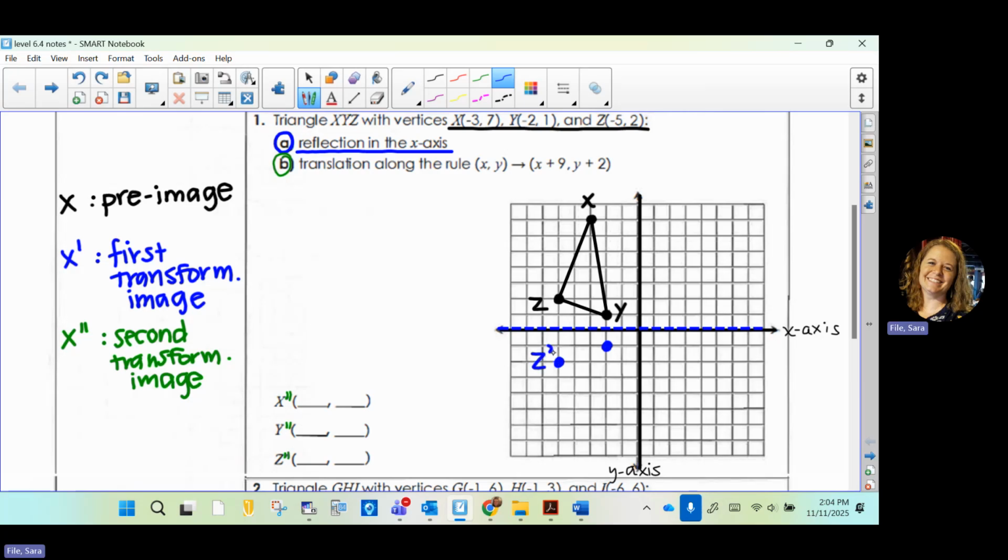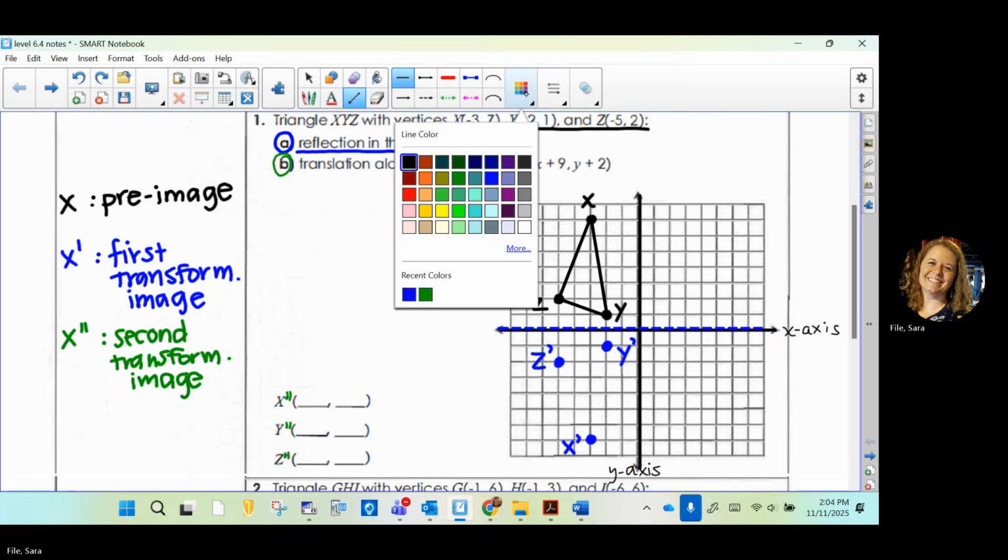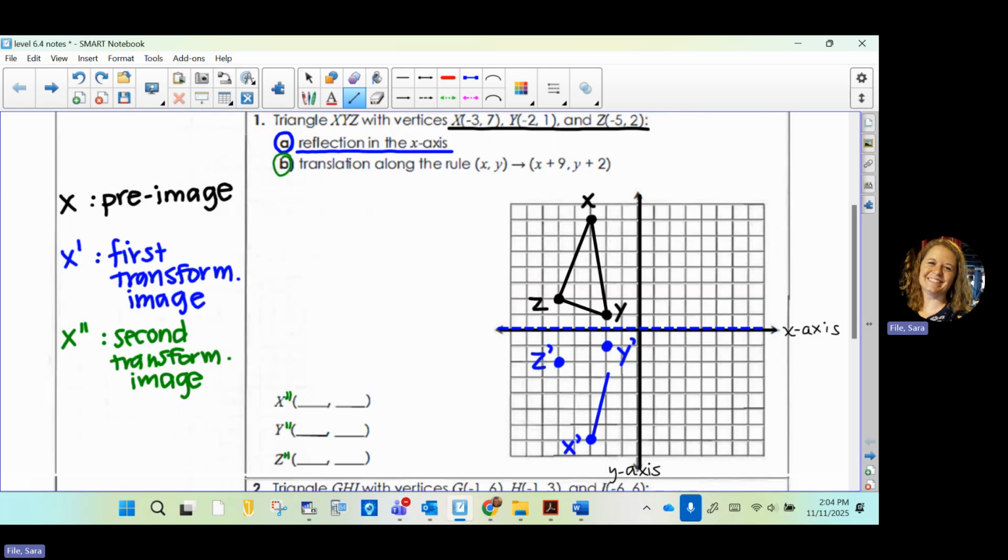So there's Z prime, that's Y prime, and then X is 7 units above, so I'm going to go straight down and go 7 units below. So there's my X prime. So this is the triangle after the reflection across the X-axis. That part makes sense? Okay.